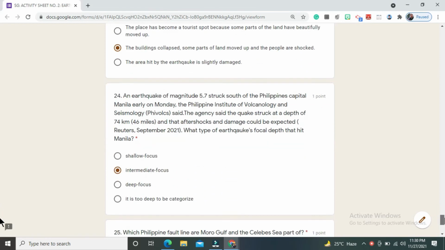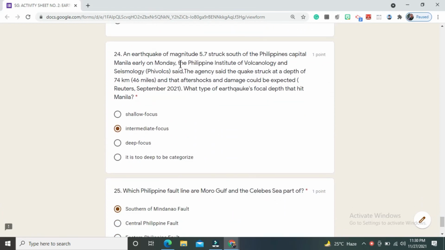Question number 24. An earthquake of magnitude 5.7 struck south of the Philippine capital, Manila, early on Monday, the Philippine Institute of Volcanology and Seismology, or PHIVOLCS, said. The agency said the quake struck at a depth of 74 kilometers or 46 miles, and that aftershocks and damage could be expected. What type of earthquake's focal depth that hit Manila? The correct answer is intermediate focus.